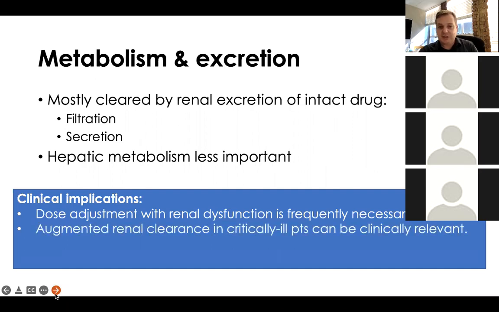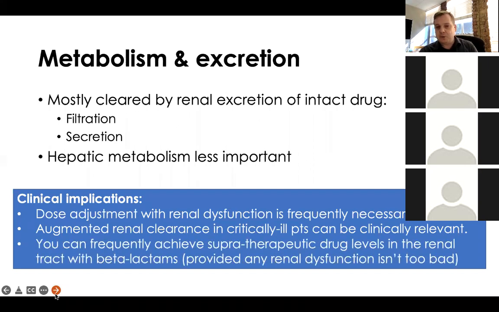Another important implication of that is when you have severely ill people, for example, very septic people in ICU, you can actually get augmented renal clearance because the vasodilatation that occurs can promote excess excretion. So you can actually struggle on the other side with beta-lactams in critically ill people sometimes.